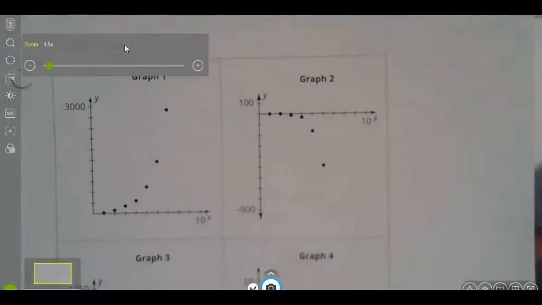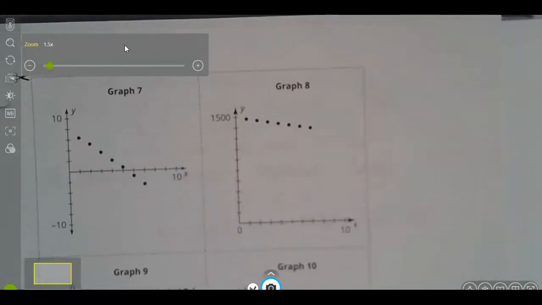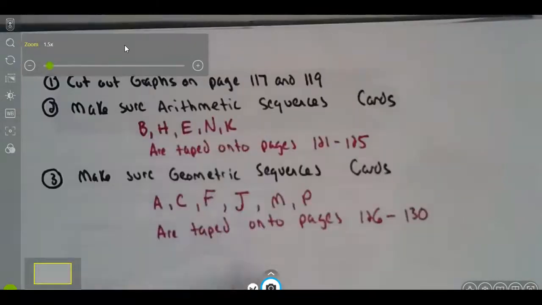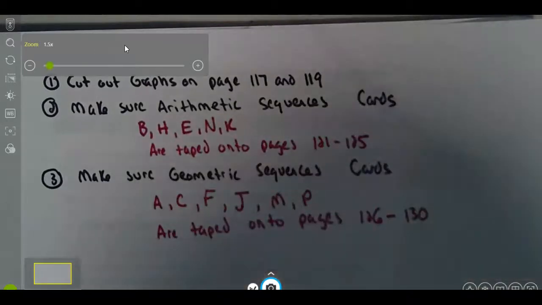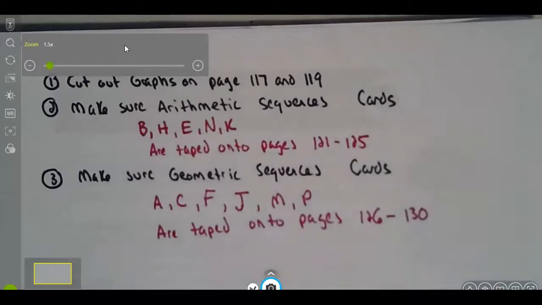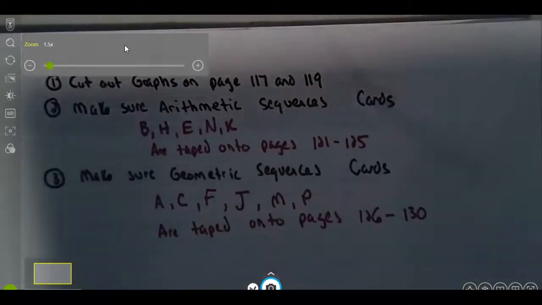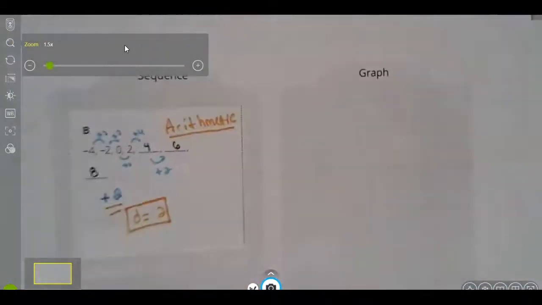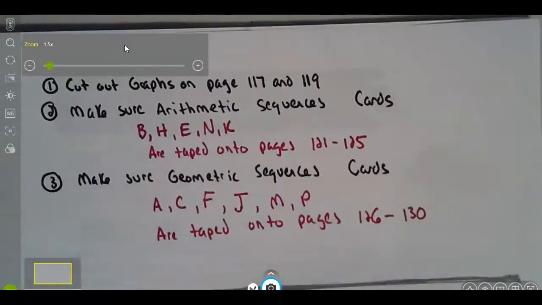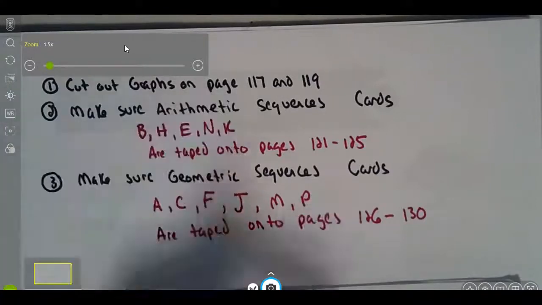So if you look at them, this is 117. These are the graphs on 117 that I want you to have cut out. And these are the graphs on page 119 that I'm looking for you to cut out. So make sure you have those cut out for me. And then also, make sure that you have taped the arithmetic sequences that we were working on yesterday, which were B, H, E, N, and K.